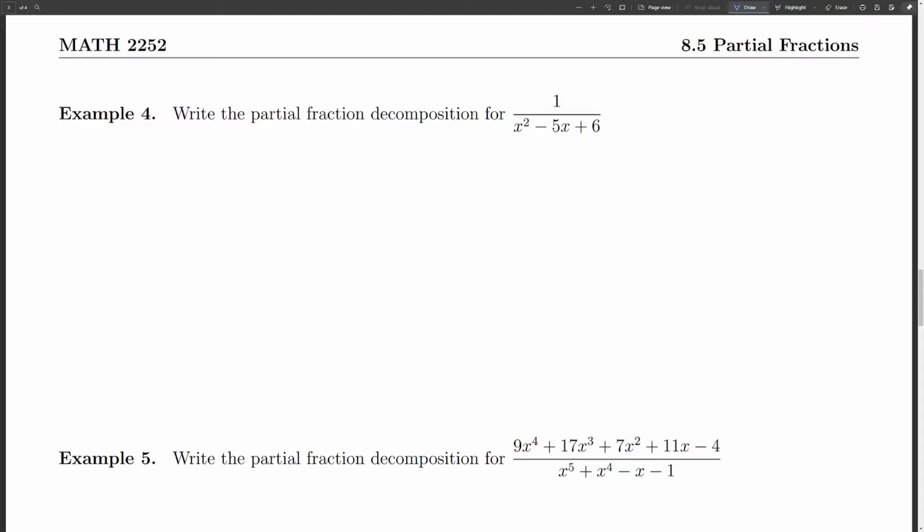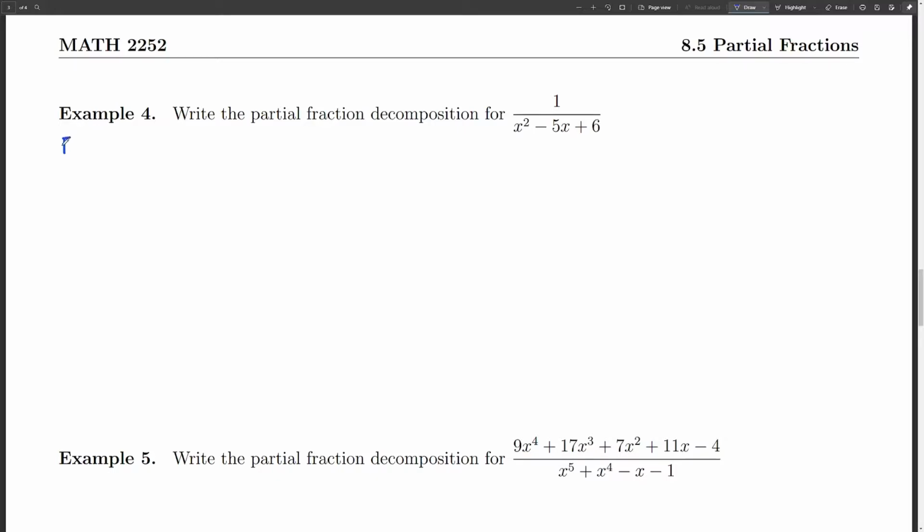In this video, I will show you how to find the partial fraction decomposition for two different fractions. We'll start with a more basic one, and then we'll do a more complicated one after that. So the first partial fraction decomposition we're going to look at is for 1 over x squared minus 5x plus 6.